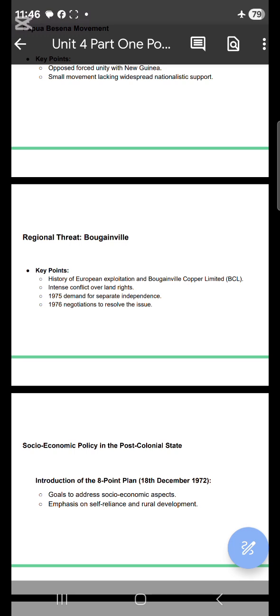All right? So here, by September 15th, Papua New Guinea got its independence. September 1st, Bougainville called for a separate state. Now, why is this important?